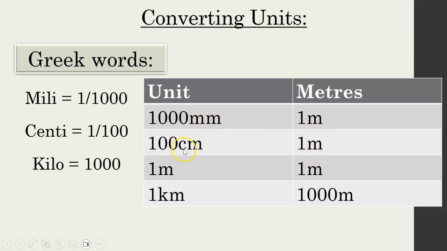1 meter in centimeters. Well, there's 100 centimeters in a meter. So these are the same. If I said this thing is 1,000 millimeters long, that's the exact same thing as saying a meter long. If I said something was 100 centimeters long, that's the exact same thing as saying 1 meter long. Obviously, 1 meter is just 1 meter. 1 kilometer would be 1,000 meters. So if I said I ran 1,000 meters, that's the exact same thing as saying I ran a kilometer.